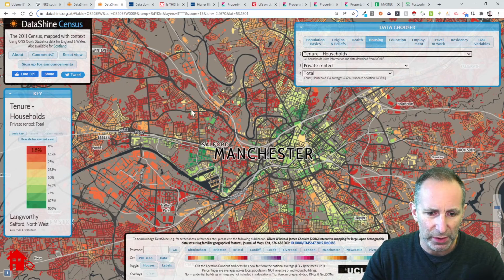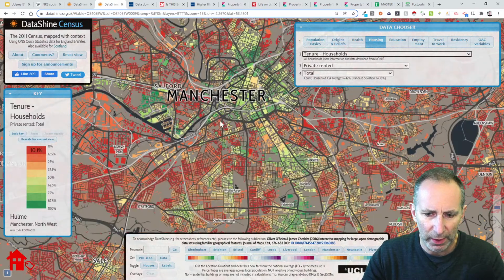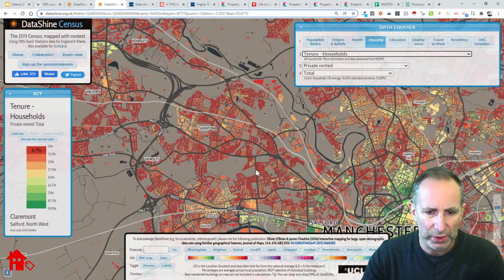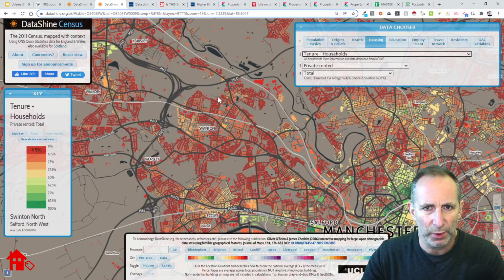Now, one of the issues is that if you have too many rented properties in an area, it makes the property more difficult to sell. And therefore, it makes it a higher risk for a lender if you want to get a mortgage. And for me, at least, and for our clients, what I always suggest is that they look in areas where there just isn't quite so much rented property. And so Swinton is an example of this.